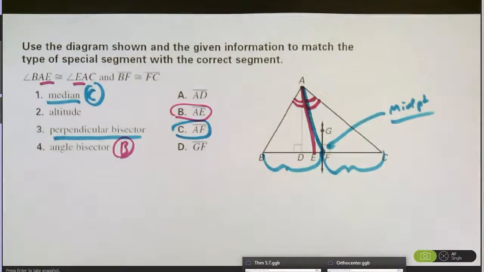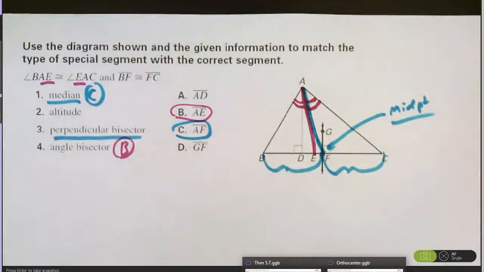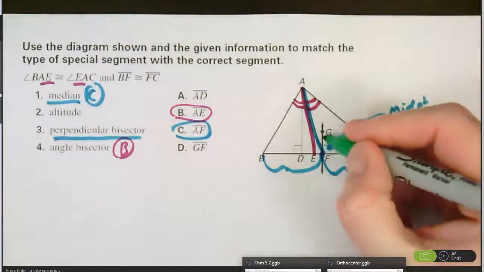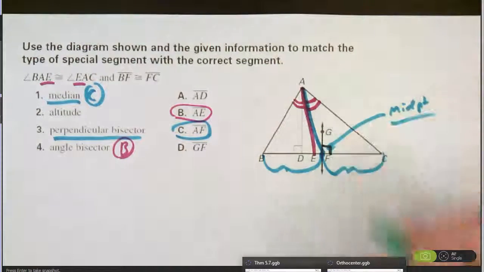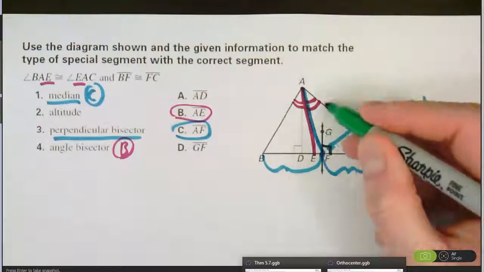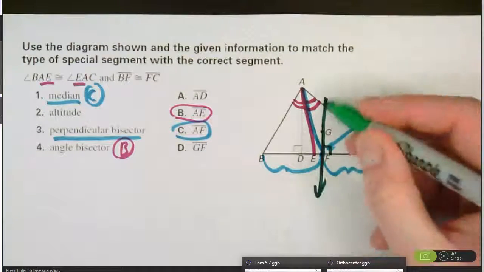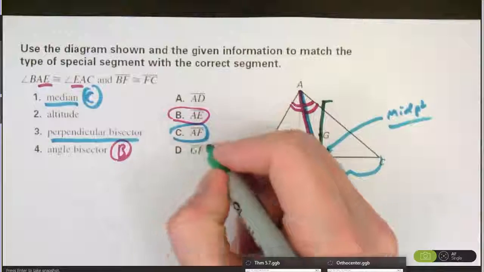There's our median, AF. The perpendicular bisector does not have to go through a vertex. That's the key with it. It just has to go through the side and then be perpendicular to it. Well, guess what? They give us a perpendicular line there. So GF is our perpendicular bisector.